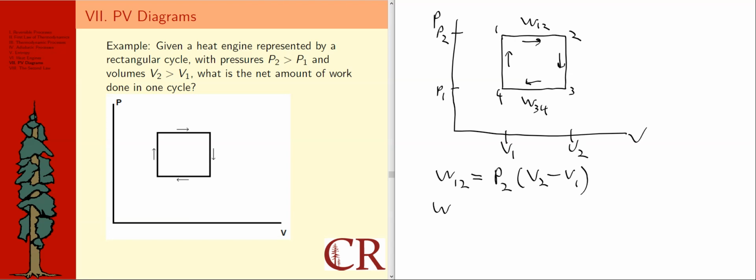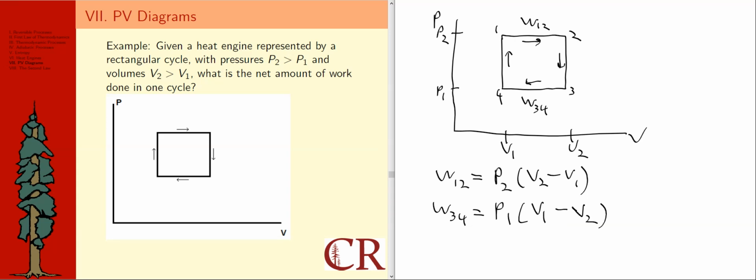In turn, the work from 3 to 4 would correspond to the pressure P1 multiplied by V4. Actually, wait, should we say V4? I said V4 because I was looking at this 4 right here, but that really corresponds to V1. So let me nix that and call that V1, because it's final minus initial. This is final, there's initial. So this one would be the opposite, V1 minus V2. That's clearly going to be negative.